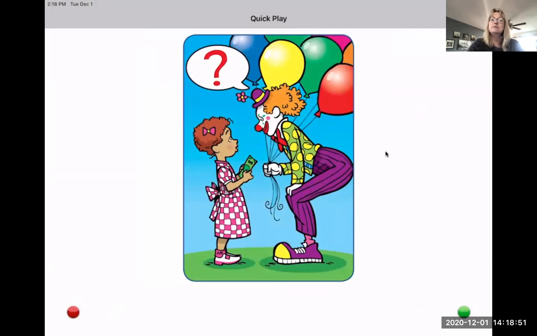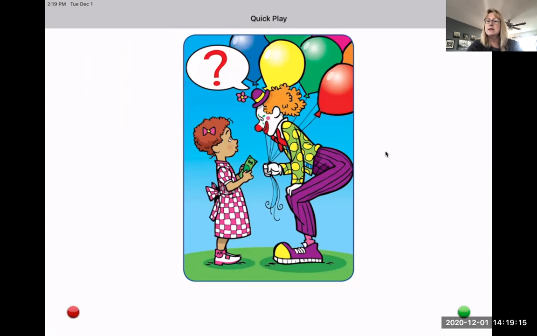Okay. What is the clown asking? Well, there's some balloons. And the clown has the balloons and the little girl has the money. I think maybe what, or would, or how. Use one of those words. Pause if you need to.